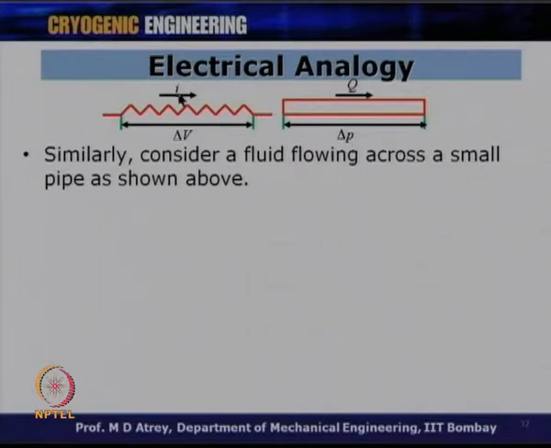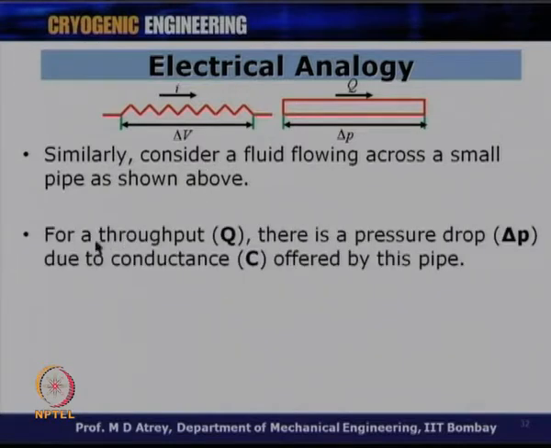I can see that I gets compared with Q and delta V gets compared with delta P, while the resistance is something like conductance. I can have different parameters which will be analogous to the resistance in the electrical circuit. So, for a throughput Q, there is a pressure drop delta P due to conductance C offered by this pipe. In a pipe we normally do not call it resistance, but refer to it as conductance. Therefore, what is conductance here? The reciprocal of R is nothing but conductance.